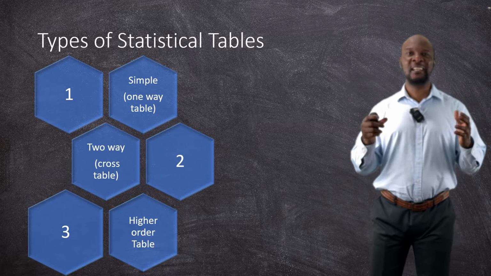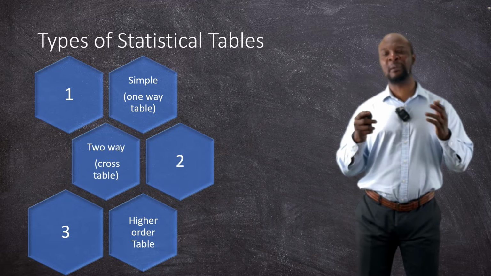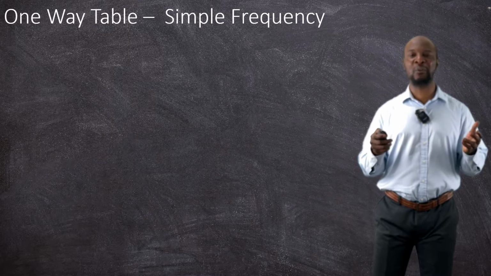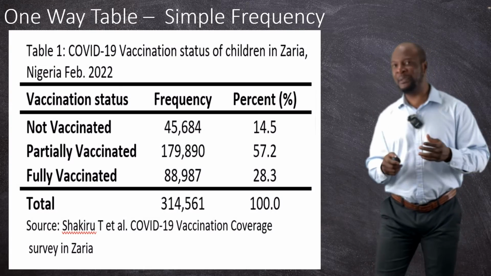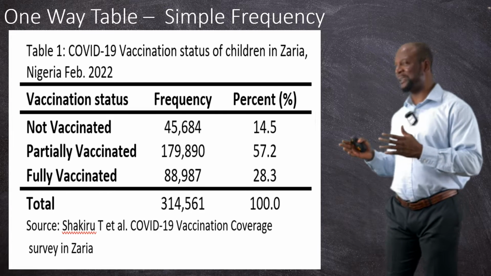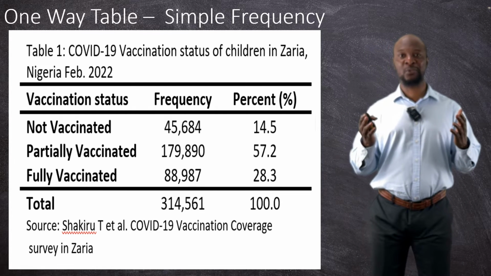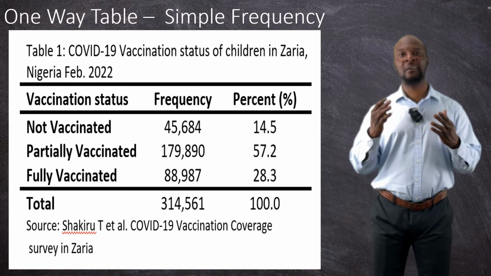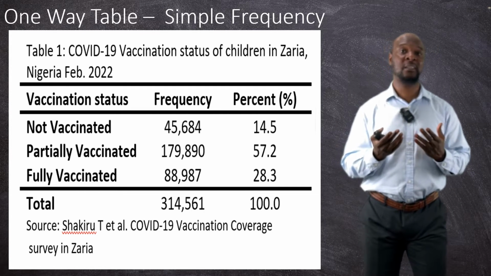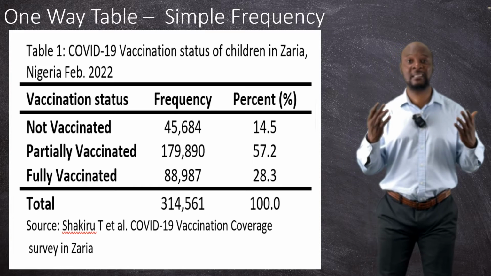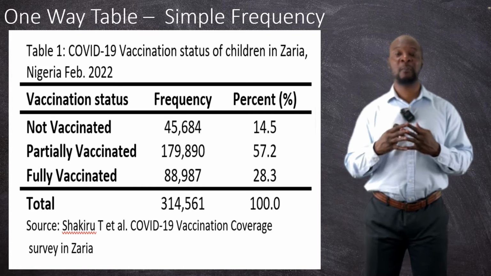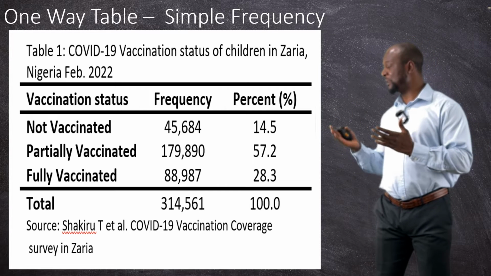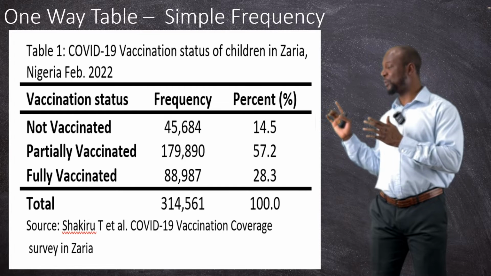Okay, so I'll be showing you some examples of some of these tables now. The first one that you will see is the one-way table. Okay, so you can see the one-way table. It has a title. I'm sure you can see it clearly. This table is about that fictitious study I told you about of COVID-19 vaccination status of children in Zaria in Nigeria, February 2022.